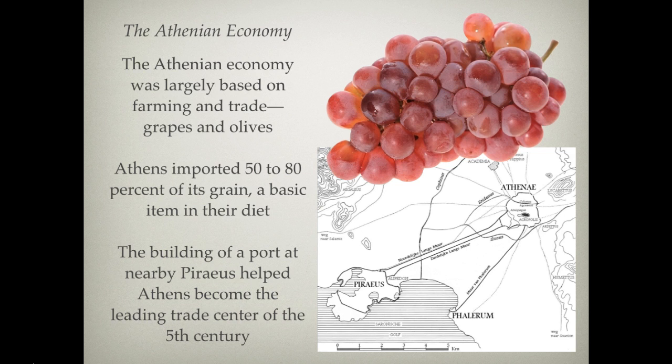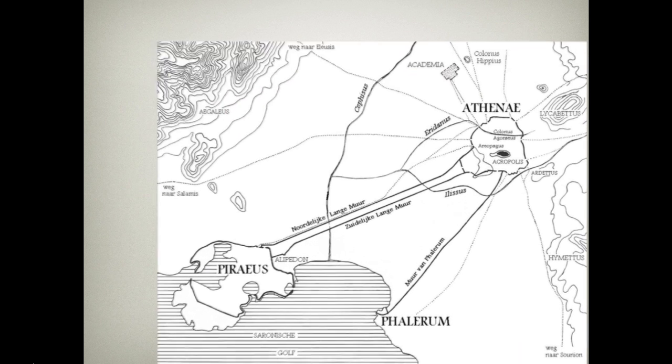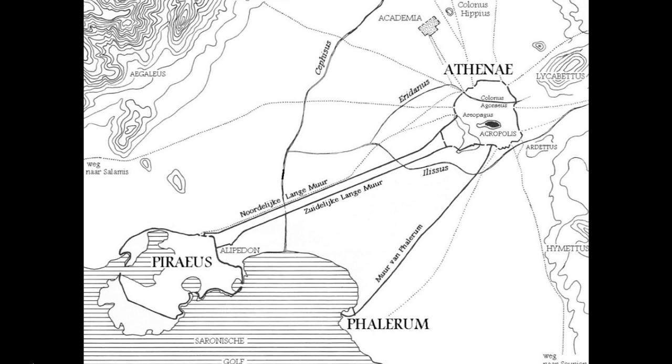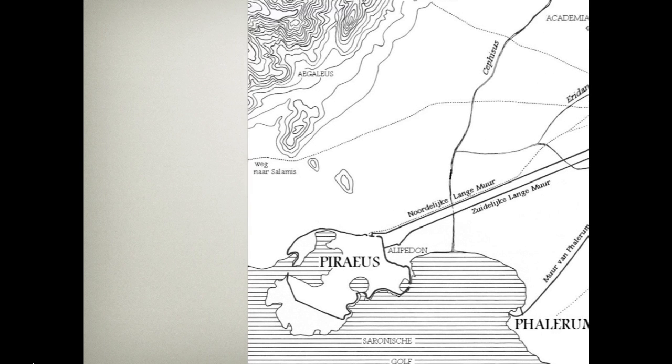Now, the building eventually of the port city of Piraeus helped the Athenians become a leading trade center in the 5th century. The Piraeus, of course, allowed Athens to become its own port city, even though Athens itself is not at a port. And they had, in fact, a tunnel that led straight from Piraeus to Athens to protect against the sort of siege warfare that might occur. And so it allowed Athens to be connected to the Mediterranean. So here we can see kind of an infograph showing the relationship between Athens and Piraeus.